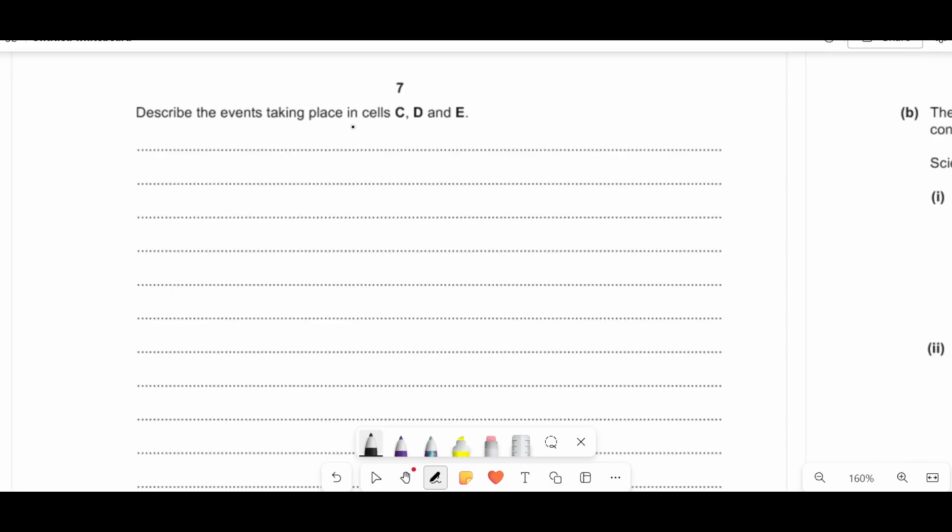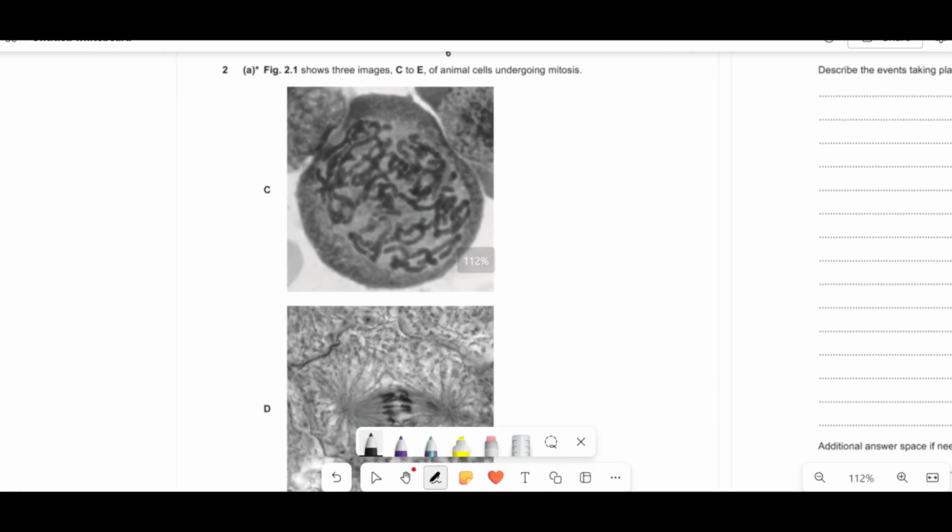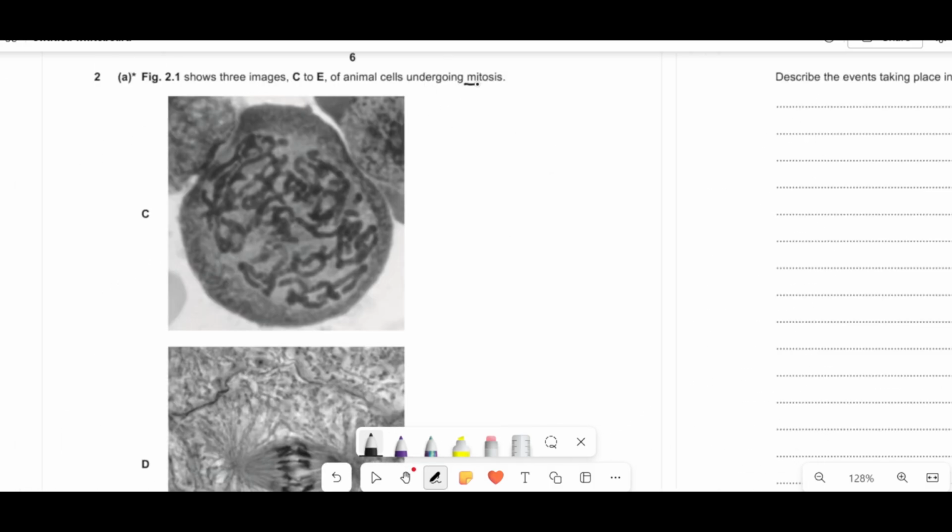So now it says, describe the events taking place in cells C, D, and E. So if we have a look at cell C, then what do we see in here? This is about undergoing mitosis, so we're going to look at the clues in the picture. Rather than look at it and then try and figure out, go in thinking what you're looking for, right? Each stage has its own unique characteristics. So prophase, you've got no nucleus anymore. The nuclear envelope is gone. The chromosomes are lying free in the cytoplasm, and you can actually see them now rather than it just being like a jumble of stringy stuff that you can't see with a microscope, right?